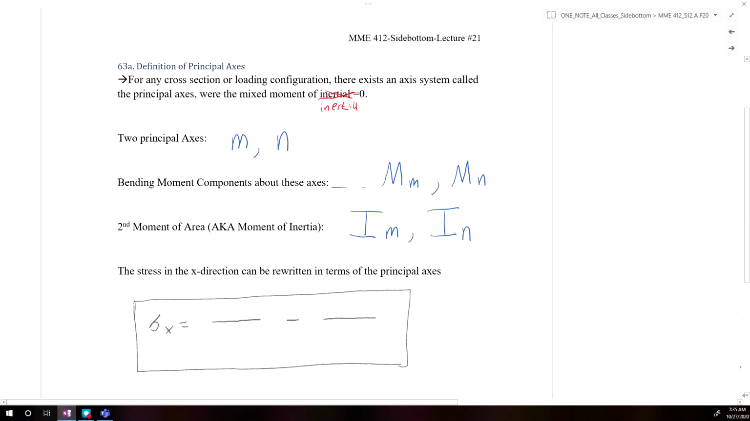So the stress in the x and y direction, using these terms above, can be written in the following form, where the stress in the x direction would be equal to the moment about the m axis times the distance from the principal axes to the point of interest, divided by the moment of inertia, I m, minus the moment applied about the n-axis times the distance from the n-axis to the point of interest, m, divided by I n.